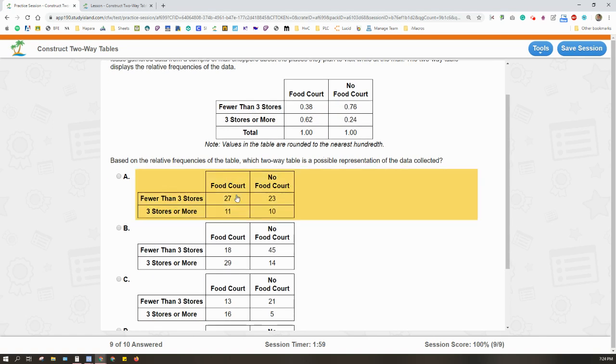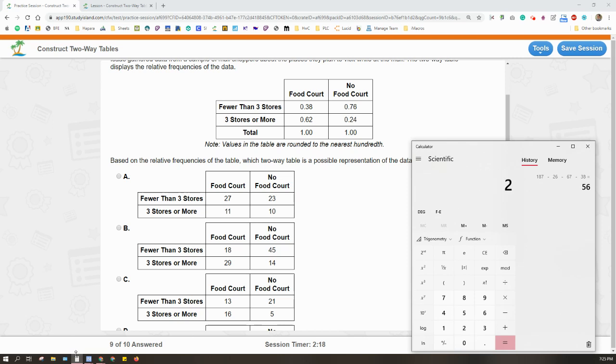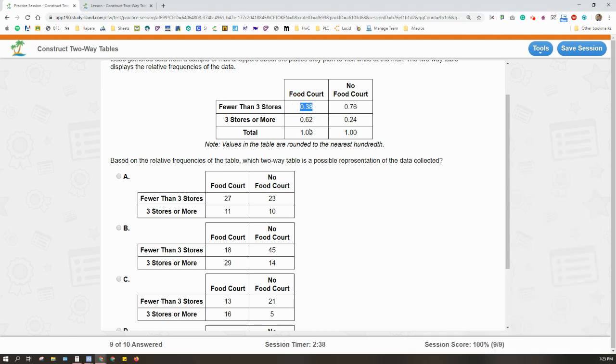So let's do it. Right here for choice A, 27 want the food court, and there's fewer than 3 stores. 27 and 11 make a column total of 38. So what percent is 27 out of 38? 27 divided by 38 gives us 0.710. That is a 71%. That is clearly not what we want, which is 38%. Now, did we really even need to punch that into a calculator, or could we tell that 27 is more than half of the column? And since this is less than 50%, that's obviously not it.